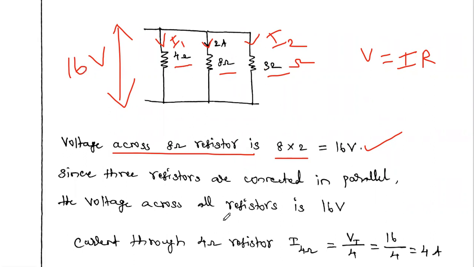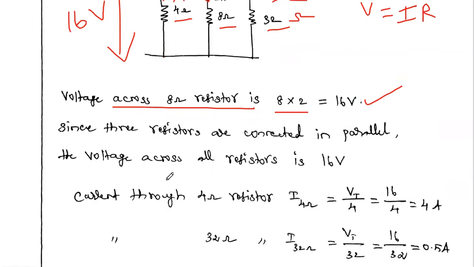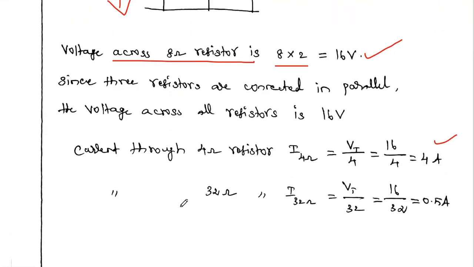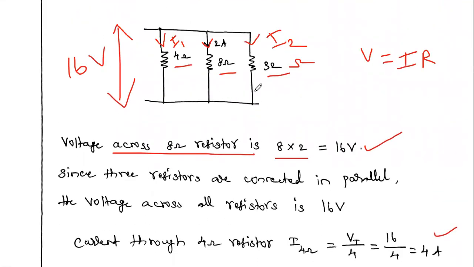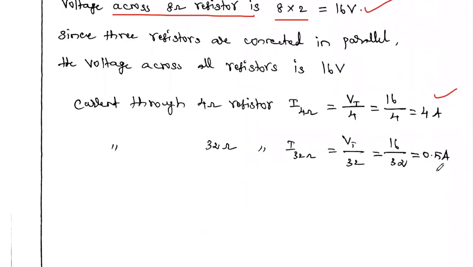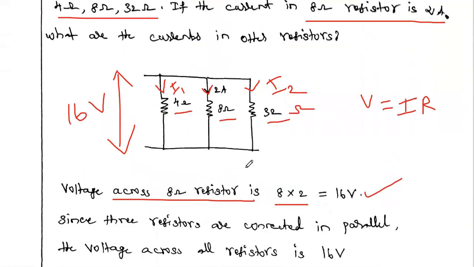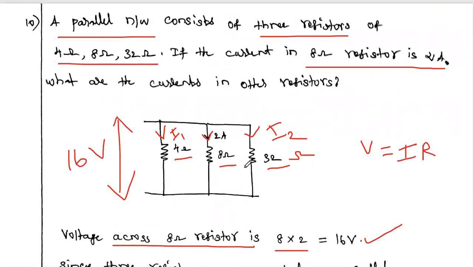So according to Ohm's law, we may calculate the current. The current through the 4 ohm resistor: according to Ohm's law, what is current I? I is nothing but V divided by the resistance value. So what is the voltage? 16 divided by 4. So it is 4 amps. Similarly, the current flowing through this 32 ohm resistor is the voltage 16 divided by 32. It is 0.5 amps. So this is one type of problem. Using Ohm's law, simply we can solve the problem like this.